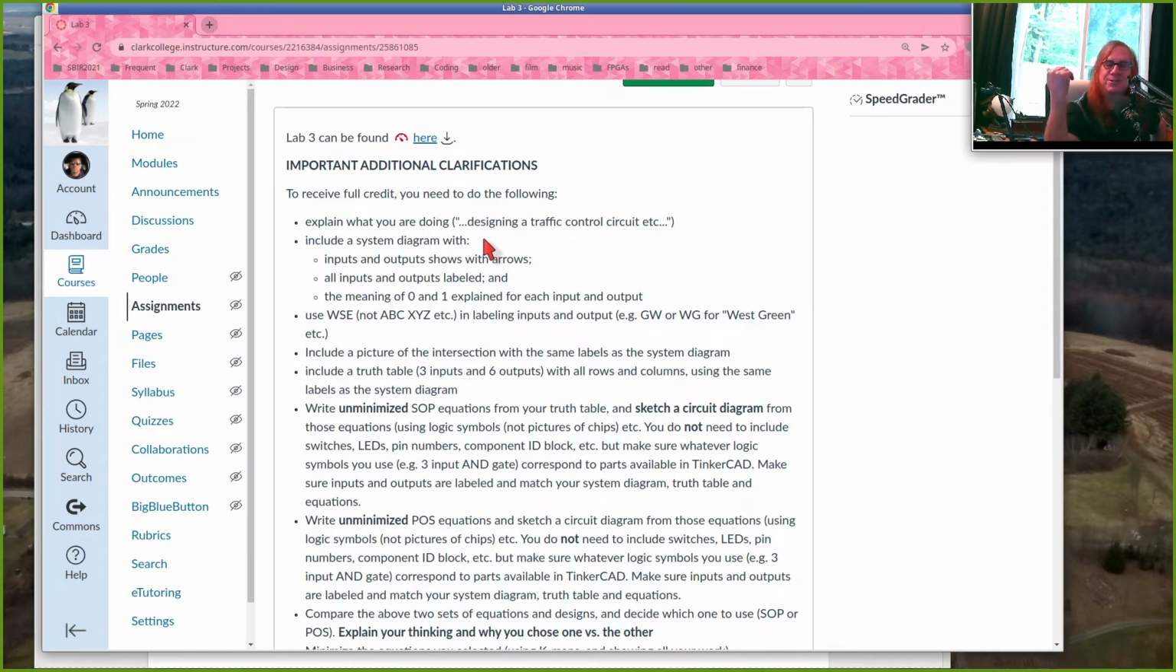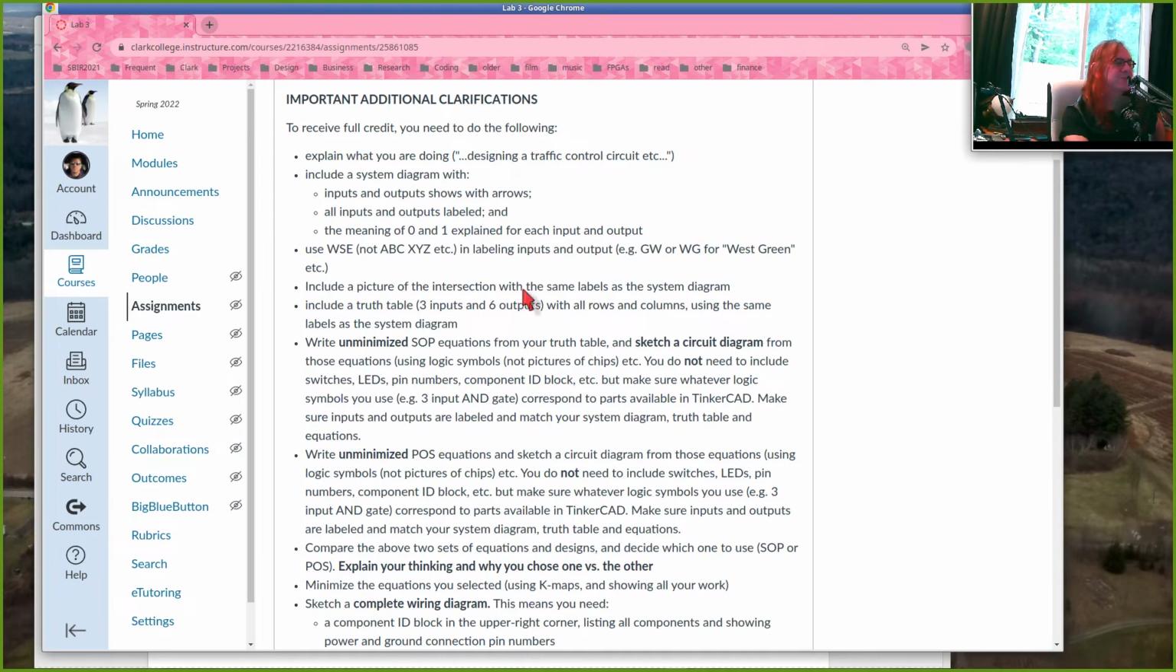Have an introduction, right? Describe experiment 1, building a traffic light controller, etc. System diagram: inputs and outputs shown, inputs and outputs labeled, and tell me what a 0 and a 1 mean. Picture of the intersection, stick to WSE. Everybody did that in Lab 2, which is great. West, south, east for the inputs and for the outputs. Picture of the intersection, same labels as the system diagram.